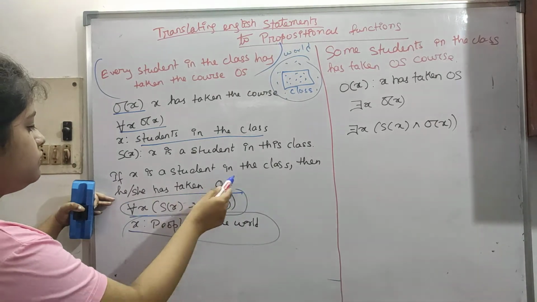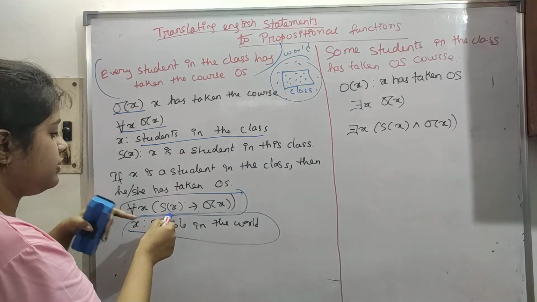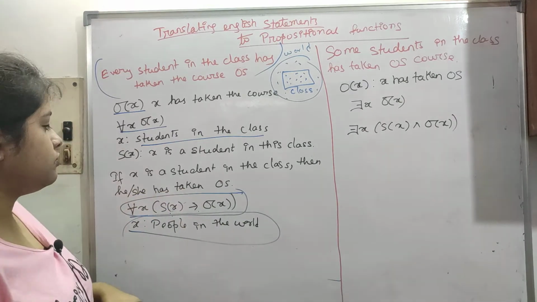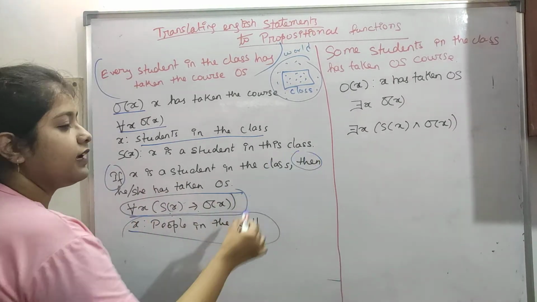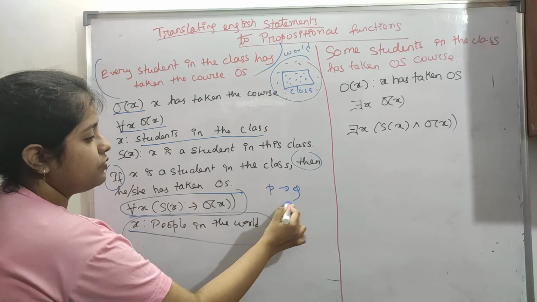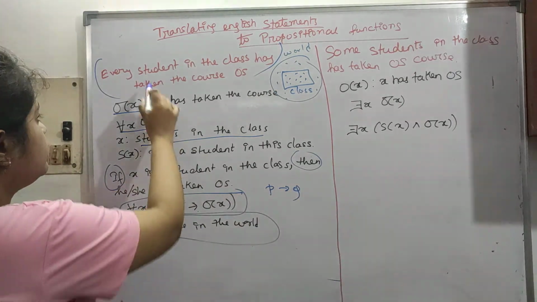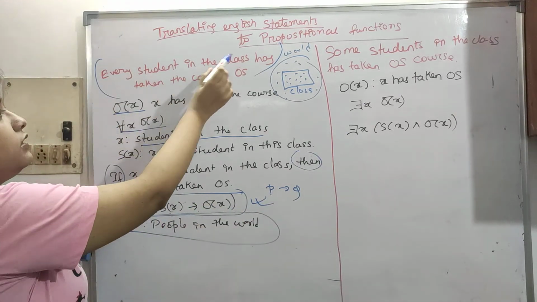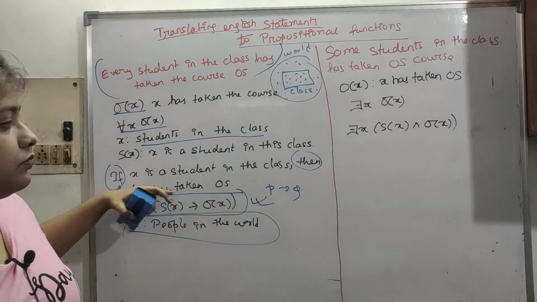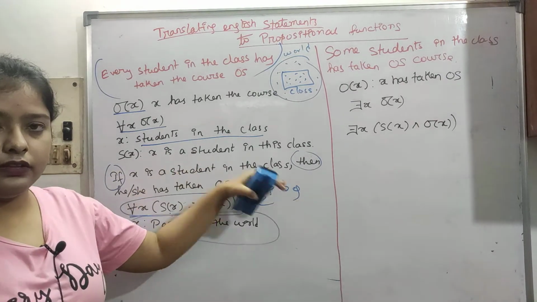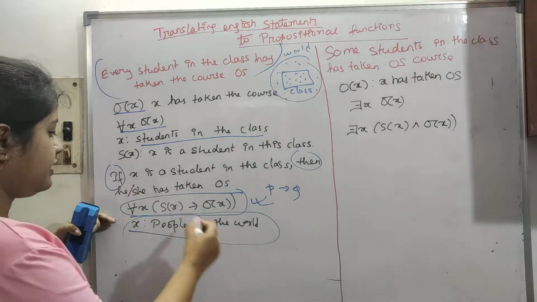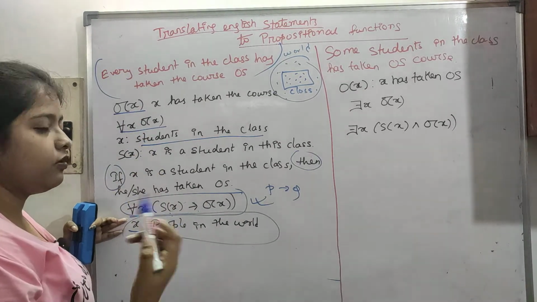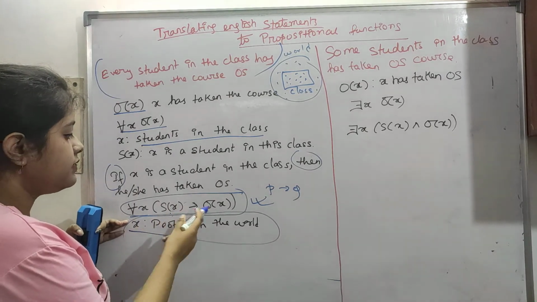If x is a student in the class, then he or she has taken the course. If you remember, "if then" can be written like this; we have used this a lot of times. So this English statement, "every student in the class has taken the OS course," can be written as: if x is a student in the class, then he or she has taken the course. For all is used because every means we have to take all students here, so S(x) → O(x).